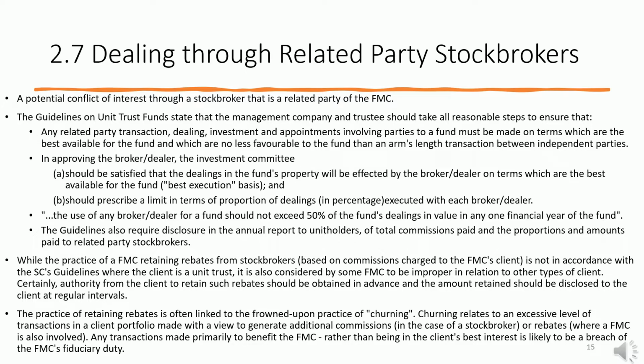The practice of retaining rebates is often linked to the frowned-upon practice of churning. Churning relates to an excessive level of transactions in a client portfolio made with a view to generate additional commissions, in the case of a stockbroker, or rebates, where a FMC is also involved. Any transactions made primarily to benefit the FMC, rather than being in the client's best interest, is likely to be a breach of the FMC's fiduciary duty.